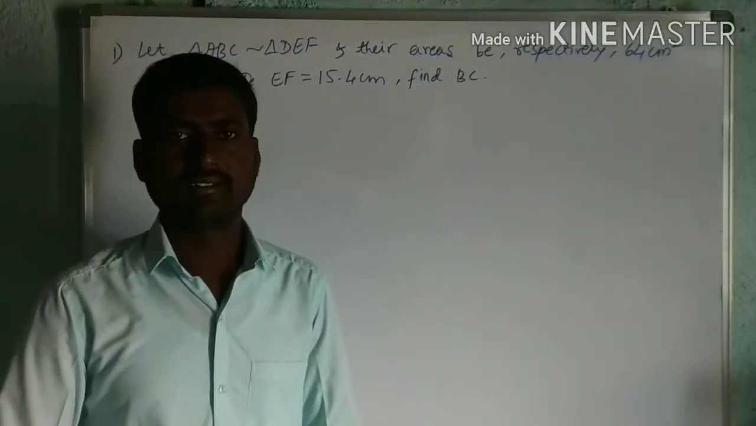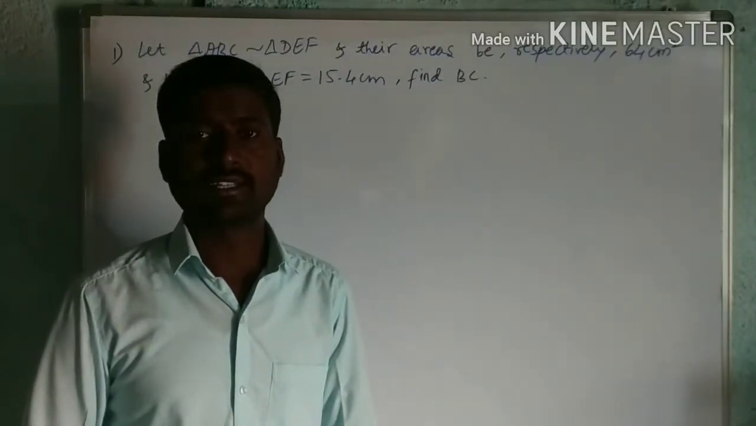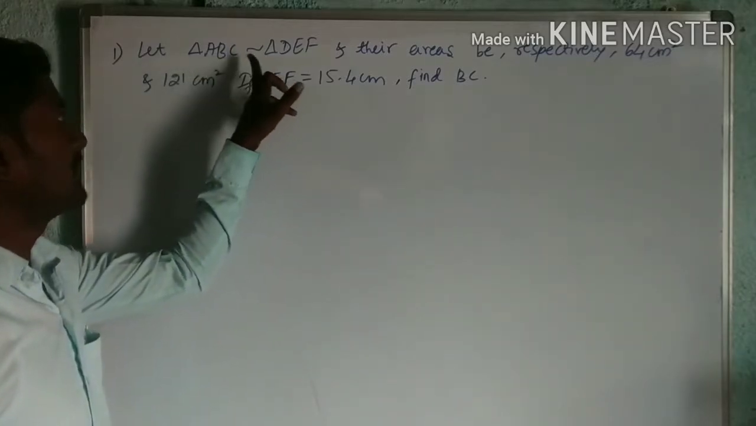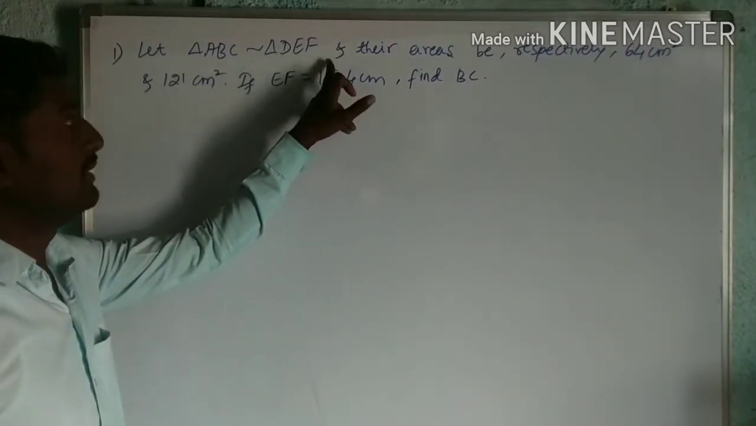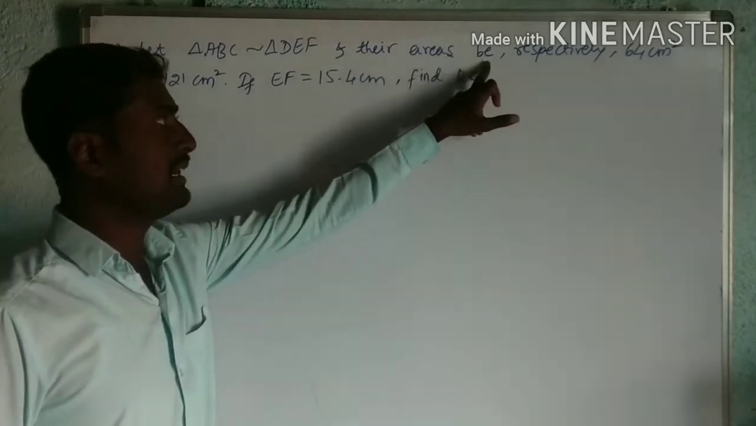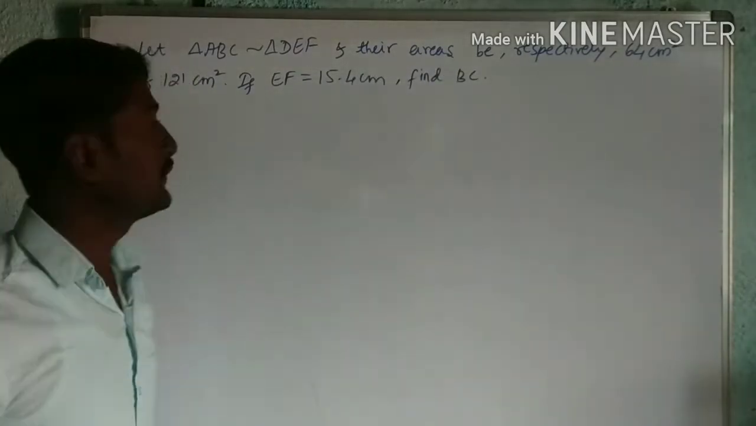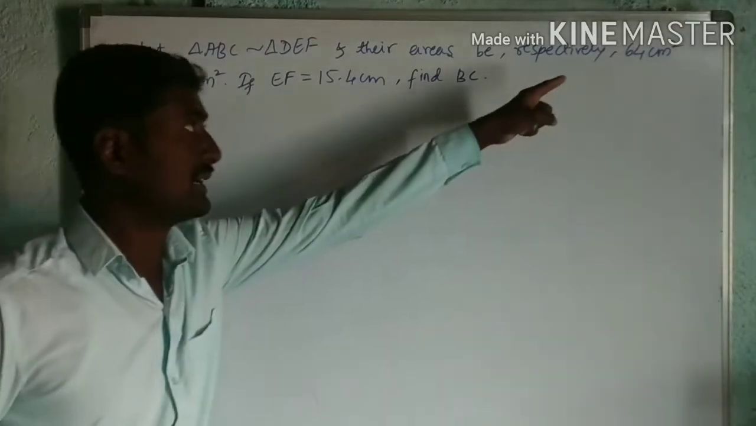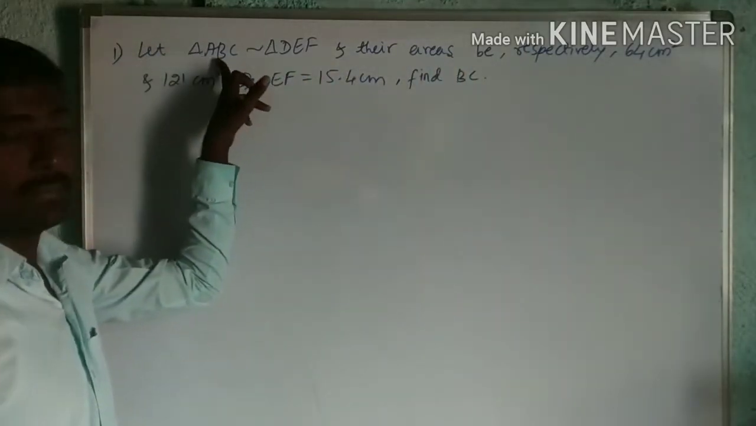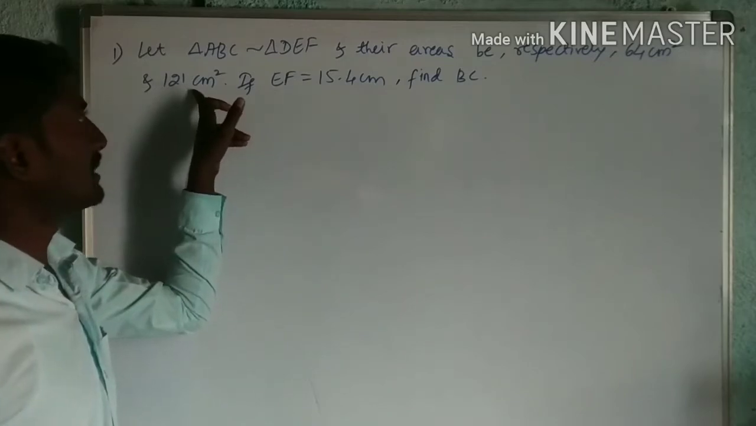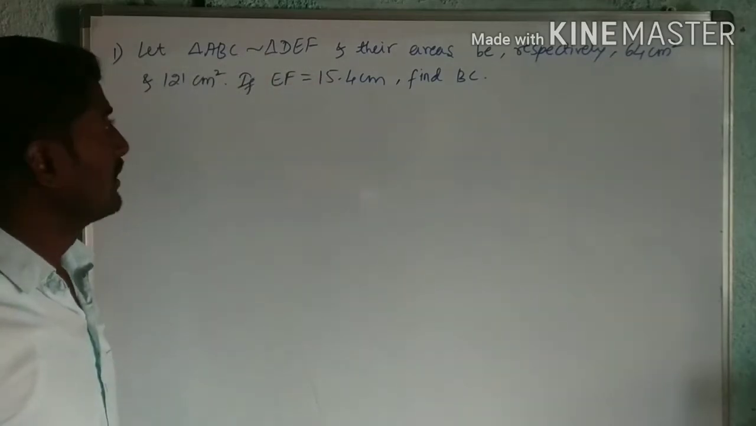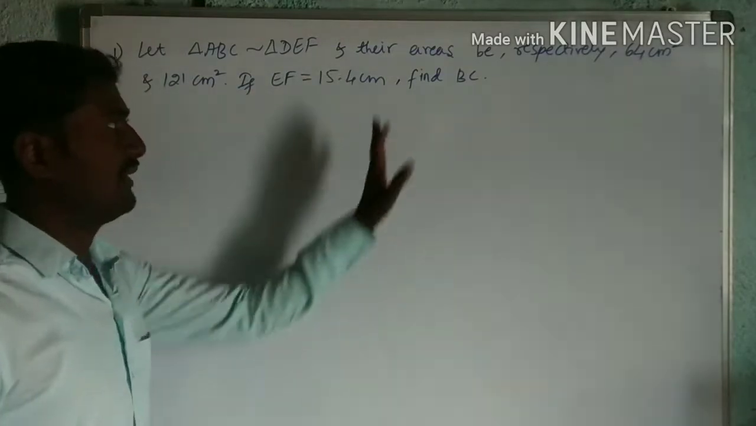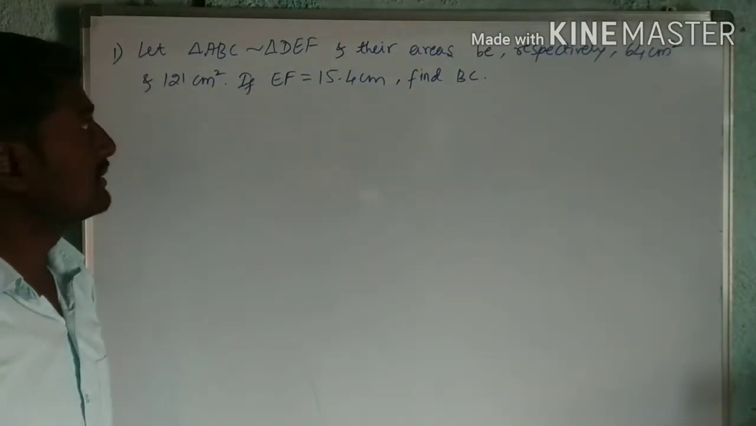Let us start the next exercise, that is the fourth exercise. See the first question. Let triangle ABC be similar to triangle DEF, and their areas be respectively 64 centimeter square for ABC and 121 centimeter square for DEF. If EF equals 15.4 centimeter, find BC. We have to find BC.